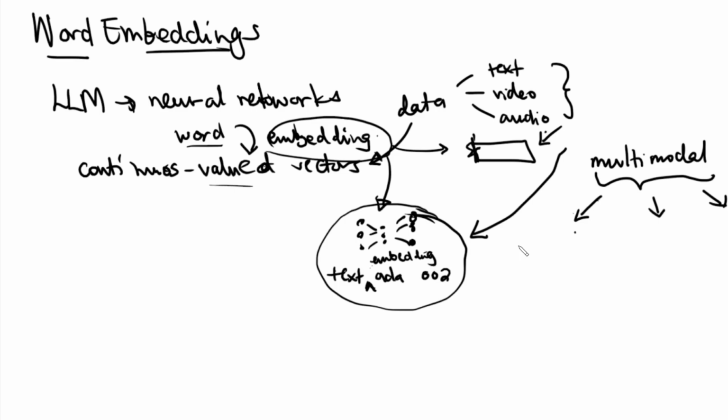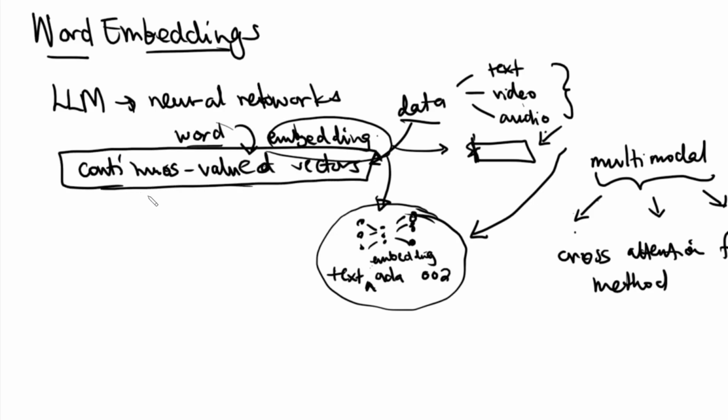I think it's called cross attention. For example, the Llama model is a cross attention fusion model. You can read up on the different fusion methods because, of course, text is going to be embedded differently to video and audio, as they are different data types or formats. But the core idea here is we want to convert data, in our case distinct words, into continuous valued vectors.